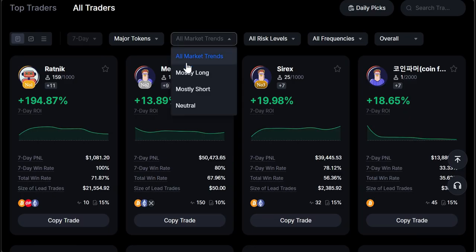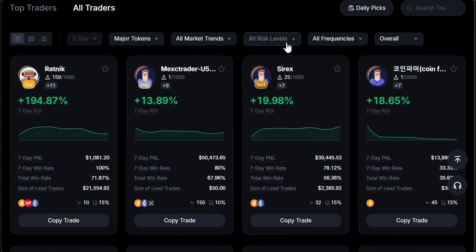Type of trends tells you the trader's directional bias. Some traders are mostly long, meaning they primarily bet on prices going up. Others are mostly short, meaning they mainly bet on prices going down. And some are neutral, meaning they trade both directions depending on market conditions. If you believe the market is bullish, you might want a trader who's mostly long. If you think we're heading into a bear market, a trader who's mostly short could be better. Neutral traders are more flexible and can adapt to any market condition.